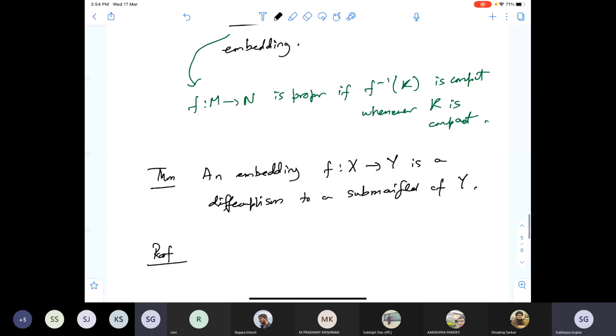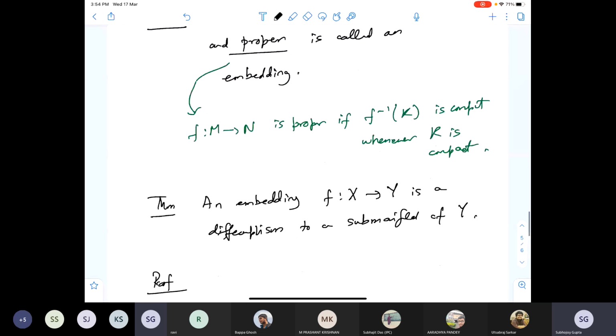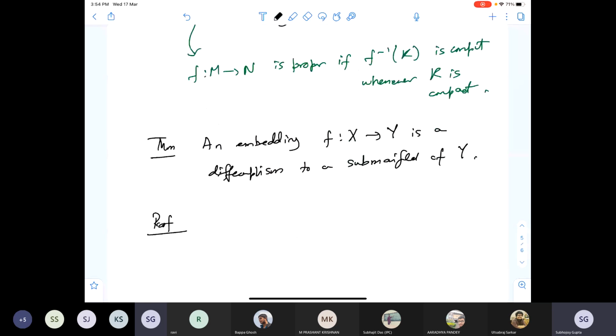So after all, what do you mean? It's a diffeomorphism to a submanifold. So basically, what am I trying to show? The map from X to f of X sitting inside Y. So I want to show that this map, let me just write it here, this f, is a diffeomorphism, right?